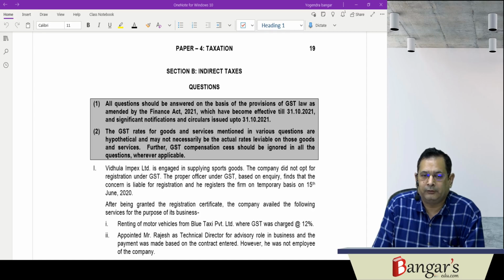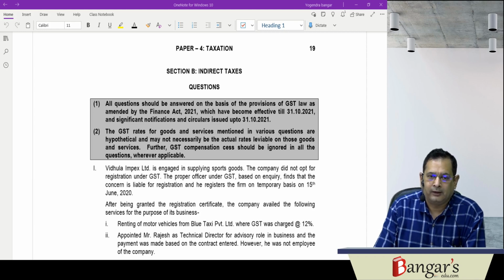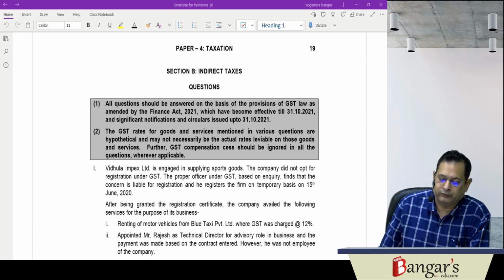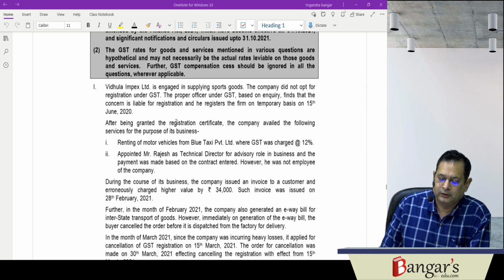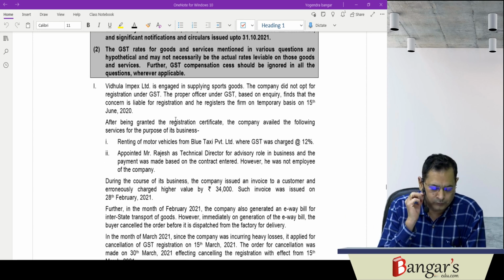Now we'll be starting with the discussion of the revisionary test paper of indirect taxes portion. Okay, so here the first question is case scenario based MCQs. Vidula Impacts Limited is engaged in supplying sport goods.